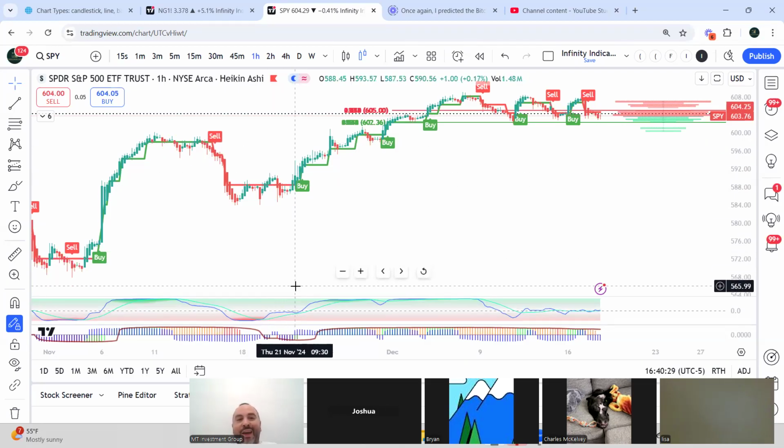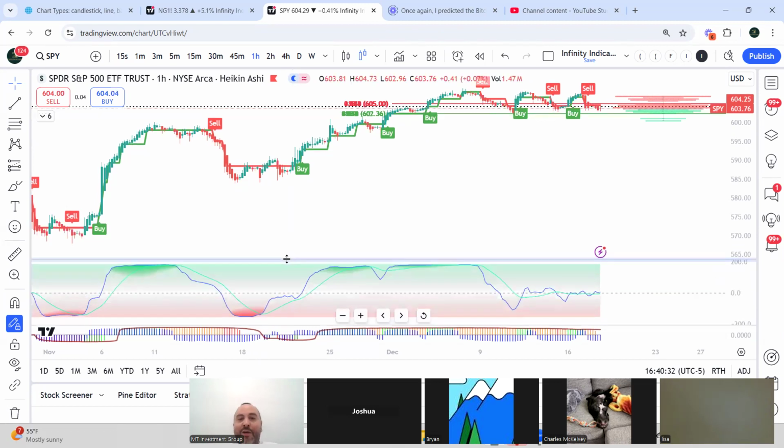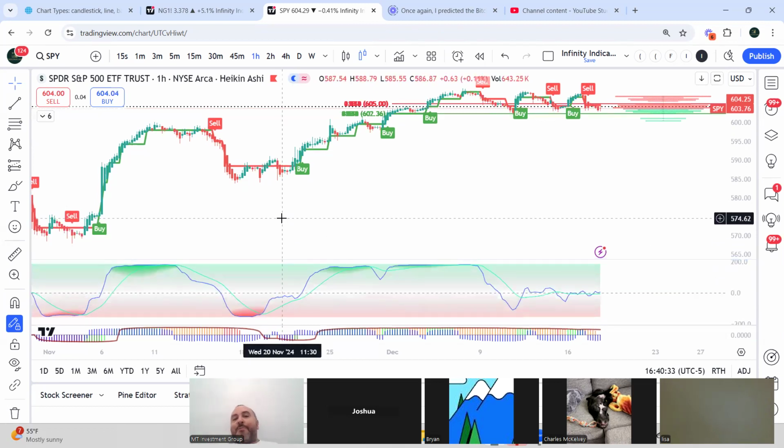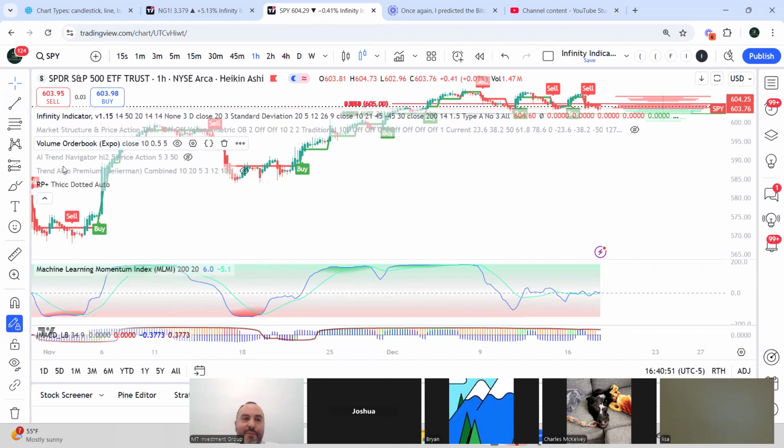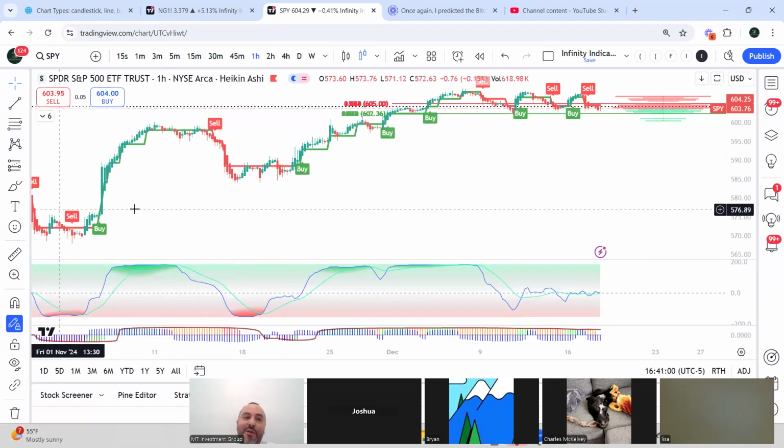Okay, so here's a good one: how to read the MLMI. I did a video on this. If you're still confused after this, I would just say practice and get back into the chart so you can see more about how the indicator works. The MLMI indicator is the machine learning momentum index indicator. It's a free indicator, and it's super solid.